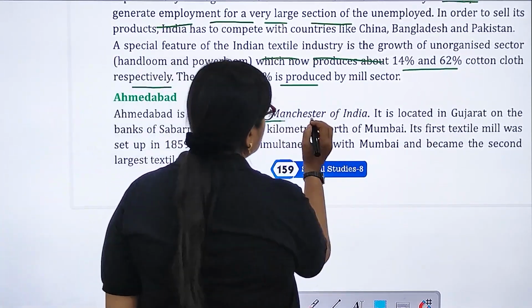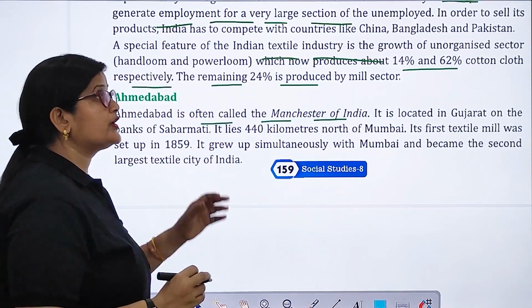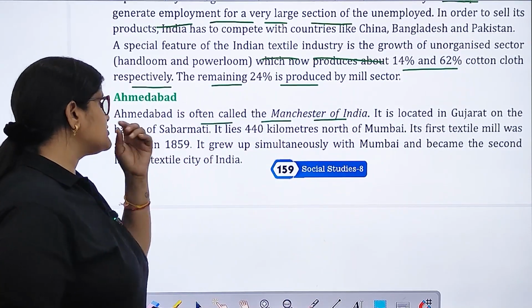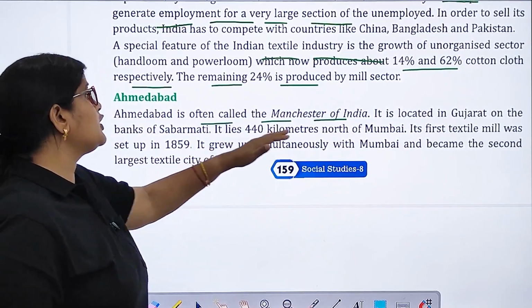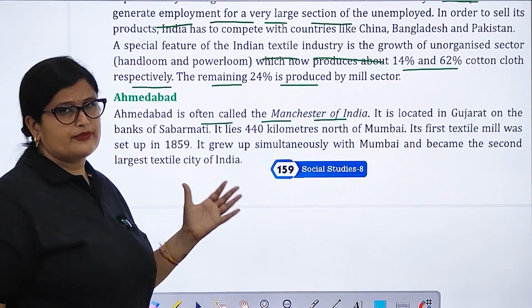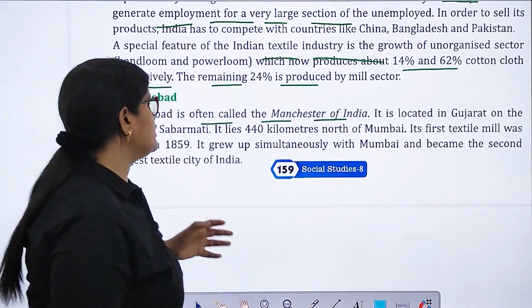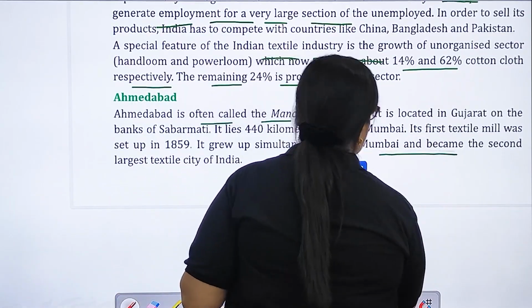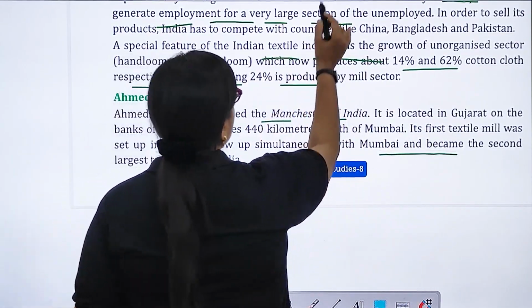Ahmedabad is often called the Manchester of India. It is located in Gujarat on the banks of the Sabarmati. It lies 440 kilometers north of Mumbai. Its first textile mill was set up in 1859. It grew up simultaneously with Mumbai and became the second largest textile city of India.